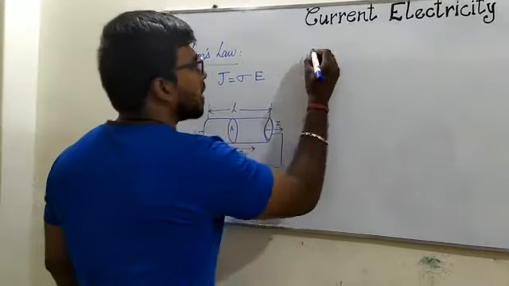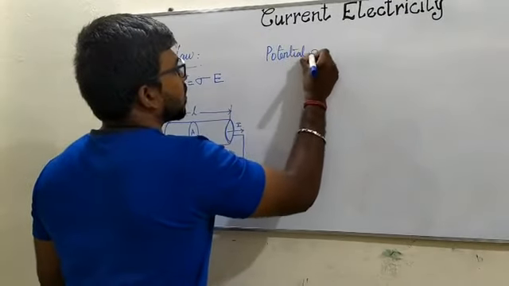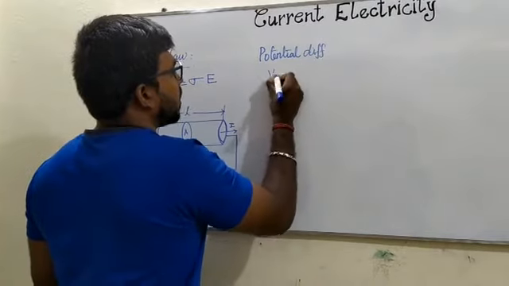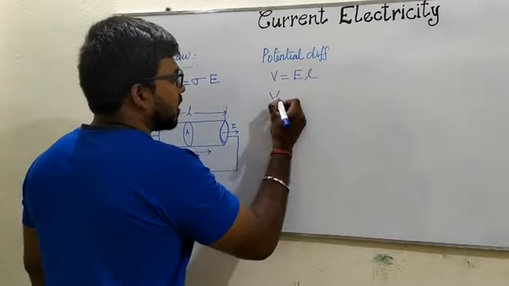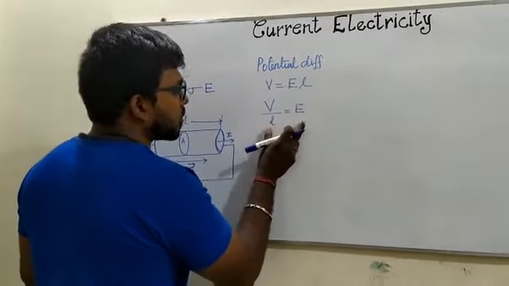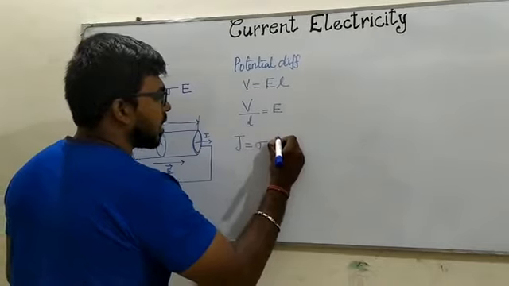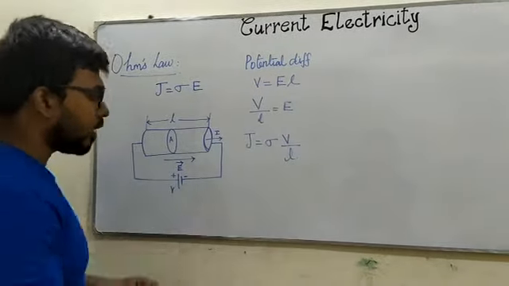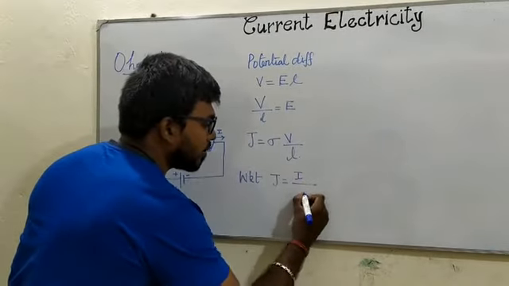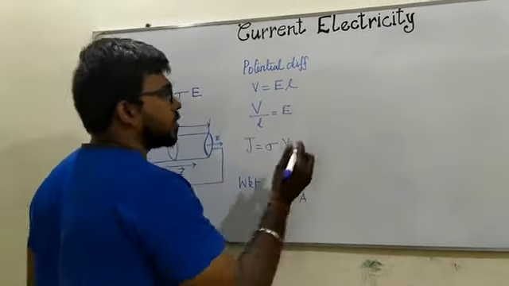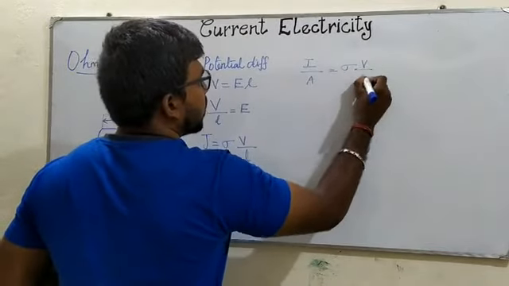of wire. So we can say that the potential difference V equal to E into L. So we can write V by L equal to E. Substituting the value of E in this equation, J equal to sigma V by L. And we know that the current density is equal to current by area of cross section. Substituting this, I by A equal to sigma V by L.